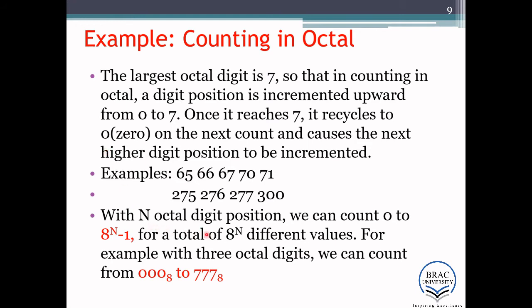With an octal digit position we can count to 8 to the power n minus 1 for a total of 8 to the power n different values. So for 3-digit octal, it will be 0 to 8 to the power 3 minus 1, which will be 0 to 777 in octal. In total 512 values, and this is a couple of examples of octal numbers.